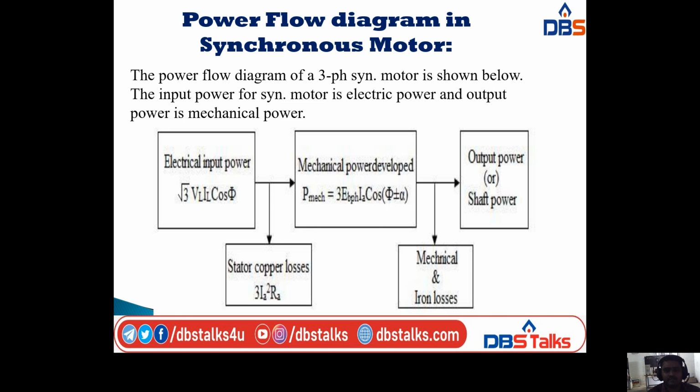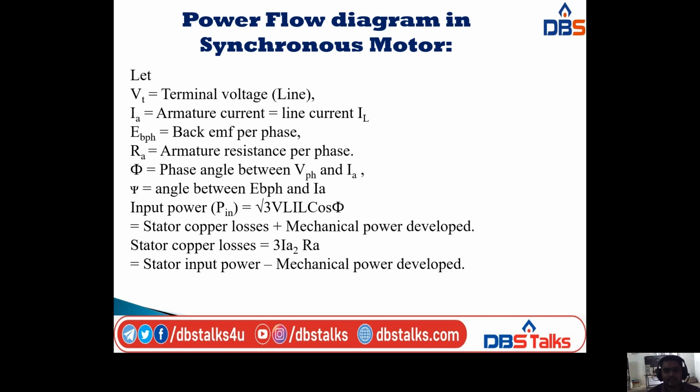Here I am considering some parameters. Let Vt be the terminal voltage per line, because we are taking the power flow diagram for the three phase. IA is the armature current or line current, E_B phase is the back EMF per phase, and RA is the armature resistance per phase. Phi is the angle between V phase and IA, and psi is the angle between E_B phase and IA. Input power is root 3 VL IL cos phi, that is equal to P in.